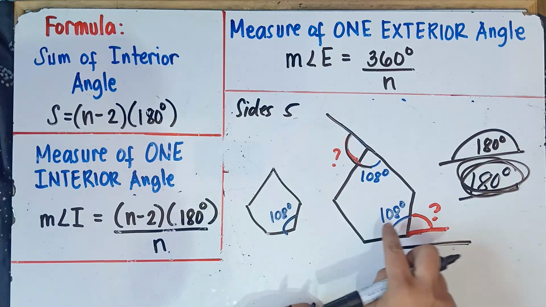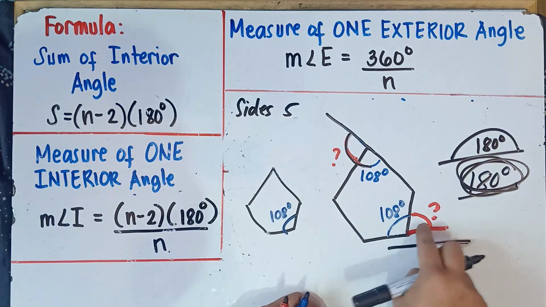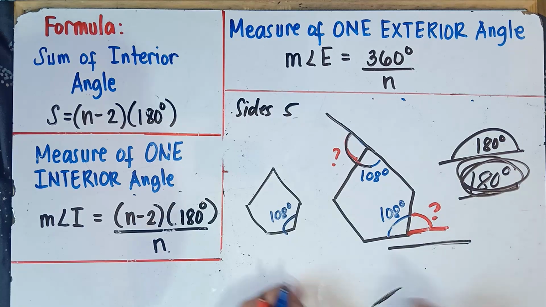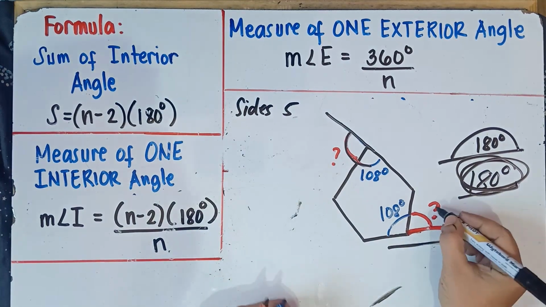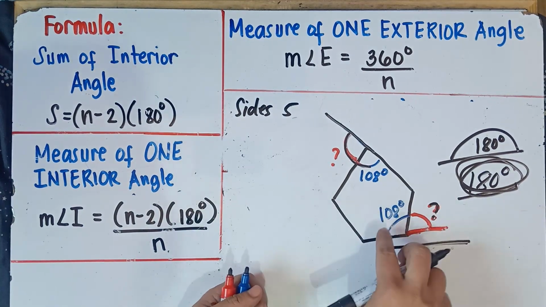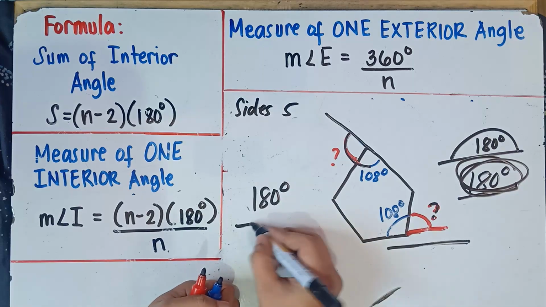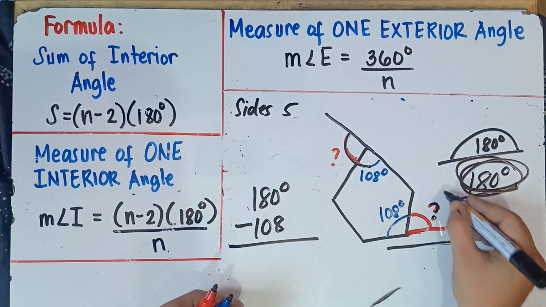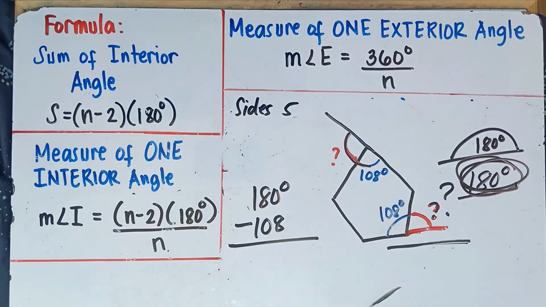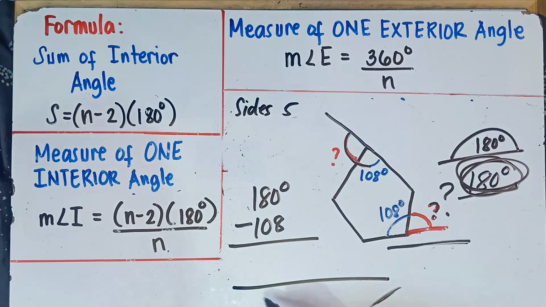Therefore, if this is 108 degrees, to get this angle, class, we simply subtract 108 from 180. There will be 180 degrees minus 108, and this will be the angle right here. I hope, class, it's clear for you. If you have a straight line, you can form a straight angle, and a straight angle is always 180 degrees.